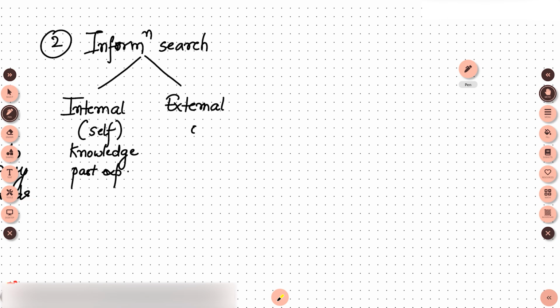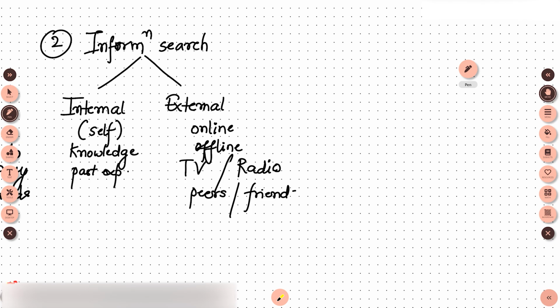Now, these external sources could be, one that the consumers like the most, which is the online search. It could be the offline search. I would base my information search on television. I might hear something on radio, a very, very conventional mode of information search. I might also resort to some peers, some recommendations from them. I'll resort to my friends and family, right? So this all becomes my external information search.